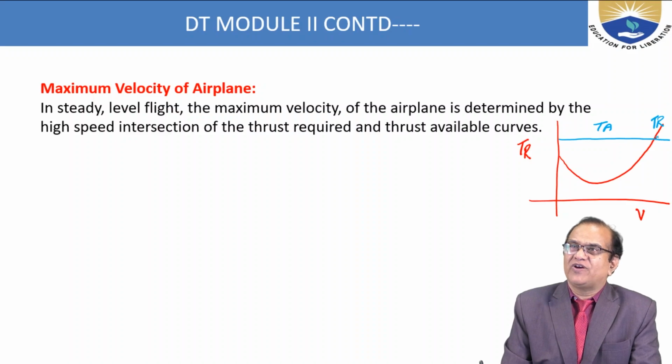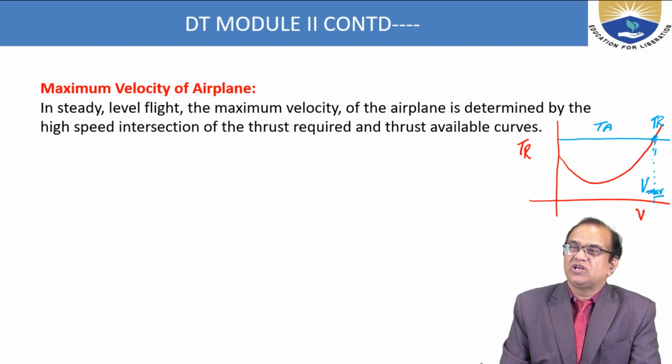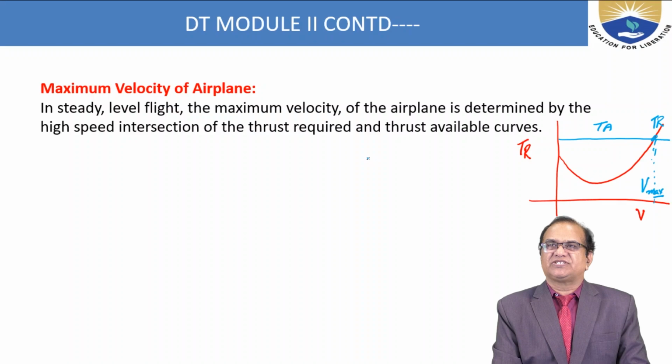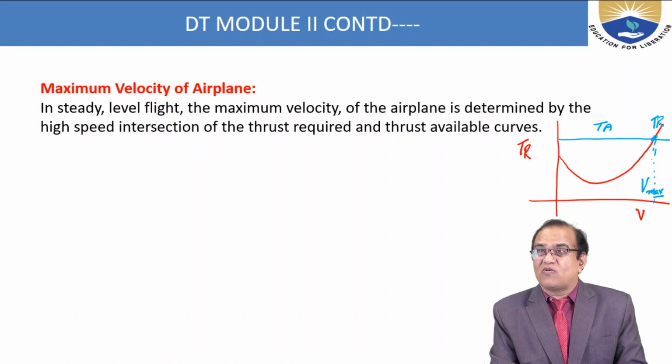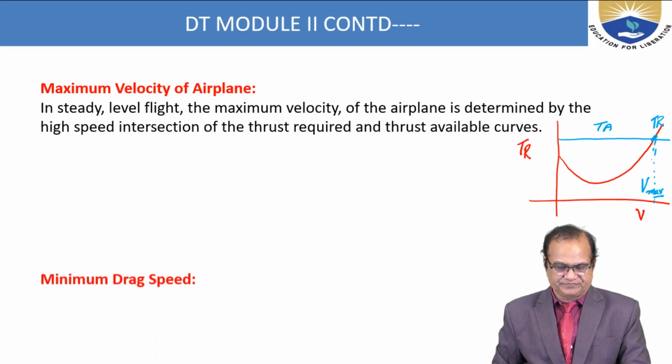So at this point where both are intersecting, this is the maximum velocity, V max. Your aircraft will not go more than this, because after this, even if you give full throttle, the aircraft will not accelerate. So this is the V maximum or the maximum velocity of the aircraft. In steady level flight, the maximum velocity of an airplane is determined by the high speed intersection of the thrust required and the thrust available. Wherever both are intersecting, that is called the maximum velocity of the aircraft.